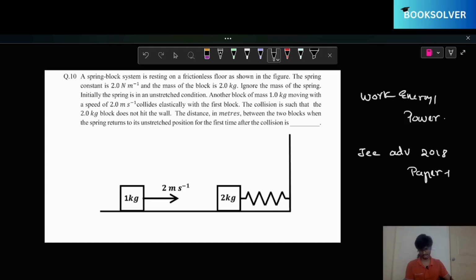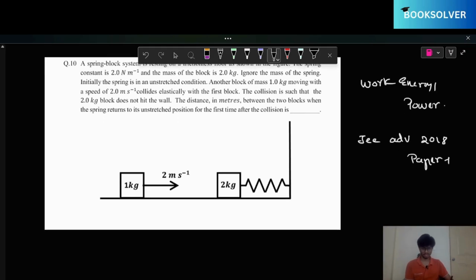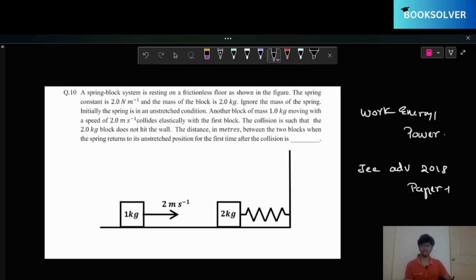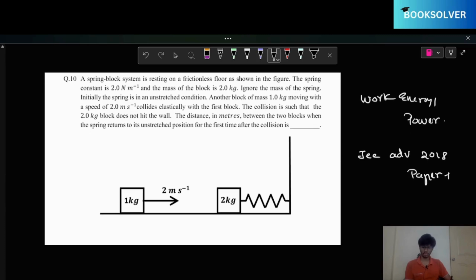Alright, so the question is saying that there is this block moving with 2 meters per second velocity, and this block is at rest. Now when they collide, there will be some velocity given to this block, and this one will start moving in the opposite direction with some velocity. The mass is less, so of course it will move with some opposite velocity. Now it has some velocity, so it will go back and it will come here.